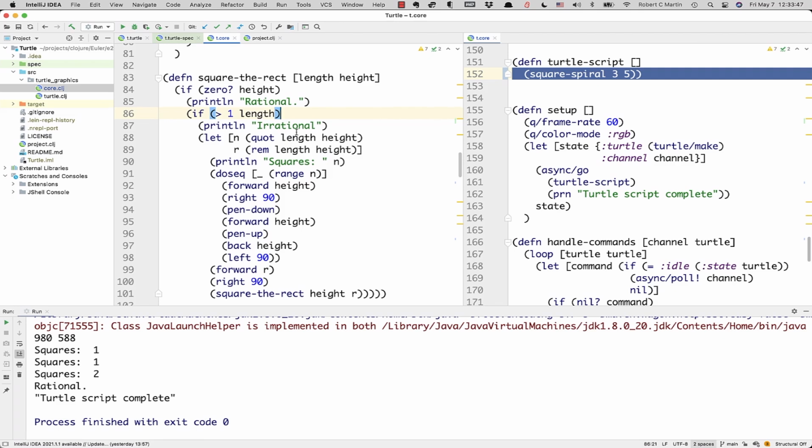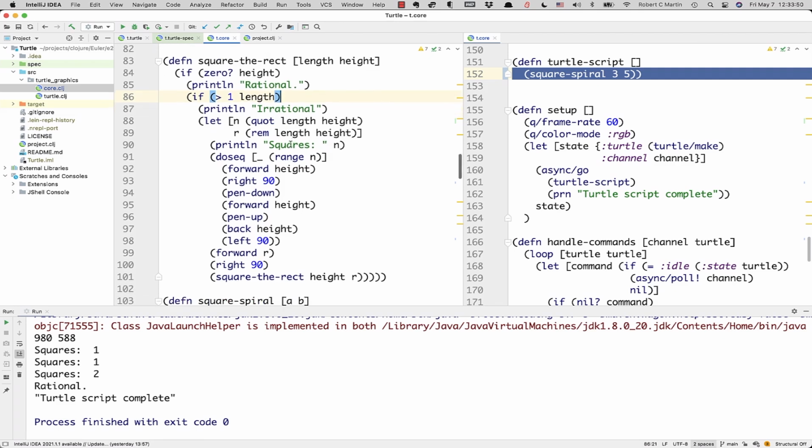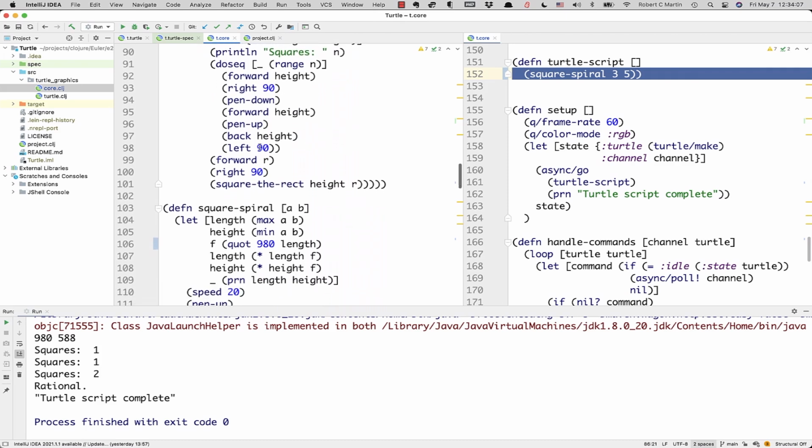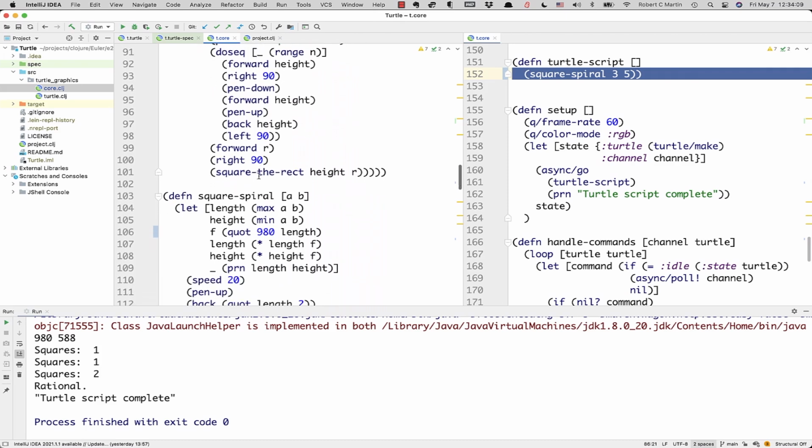Okay, after that, then we're going to do the division. We do the division to find out how many squares we can draw. That's going to be n, and we get the remainder. That's the rectangle that's left over, or the width of the rectangle that's left over. Then we draw the squares. This is where we draw the squares here. Zoop, zoop, zoop, zoop. And then we call square the rectangle for the remainder. So it's just going to go round and round and spiral.